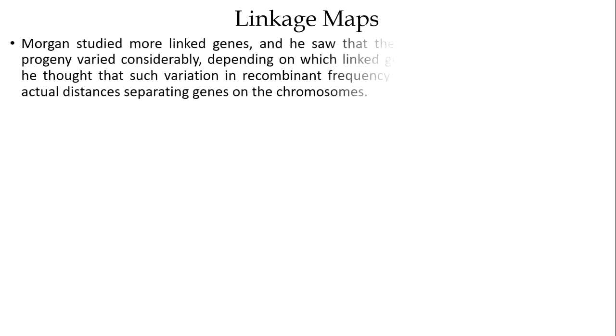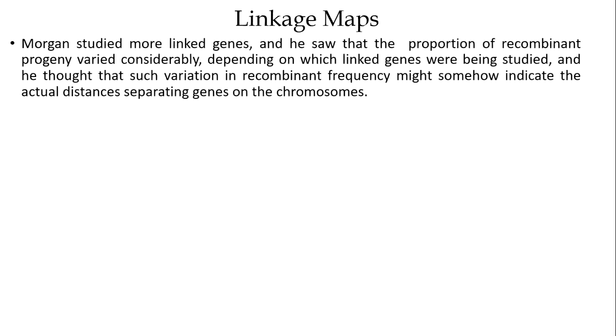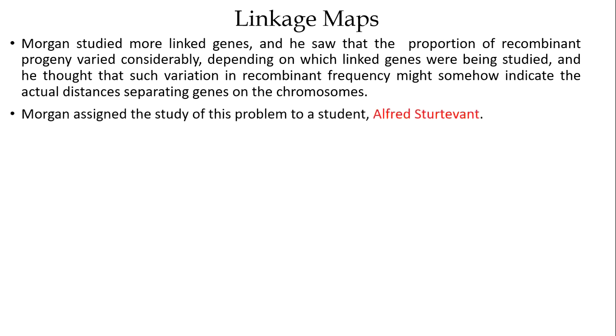Linkage maps. Morgan studied more linked genes, and he saw that the proportion of recombinant progeny varied considerably depending on which linked genes were being studied. Morgan thought that such variation in recombinant frequency might somehow indicate the actual distances separating genes on the chromosomes. He assigned the study of this problem to a student, Alfred Sturtevant.